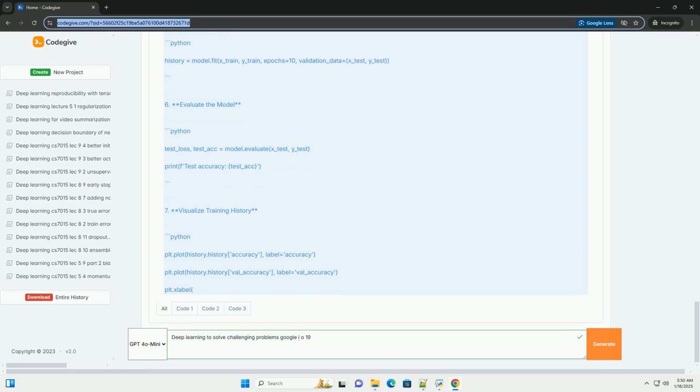3. Loss function, a function that measures how well the model's predictions match the actual labels. The goal of training is to minimize this loss. 4. Optimization algorithms, algorithms used to update the weights of the network to minimize the loss function. Examples include SGD, Adam, and RMSprop.